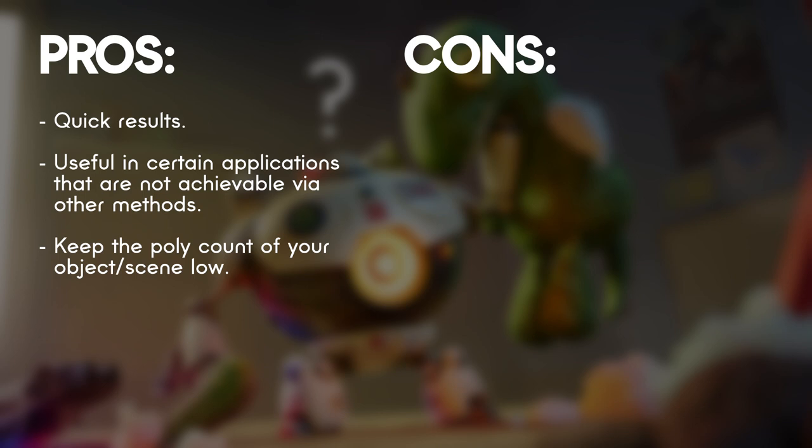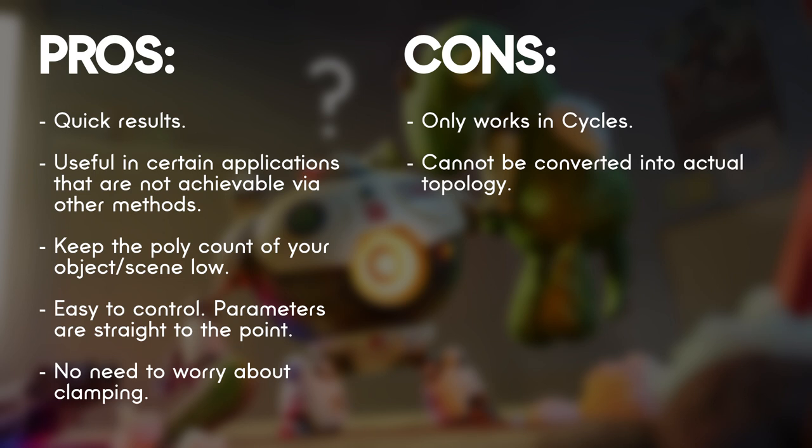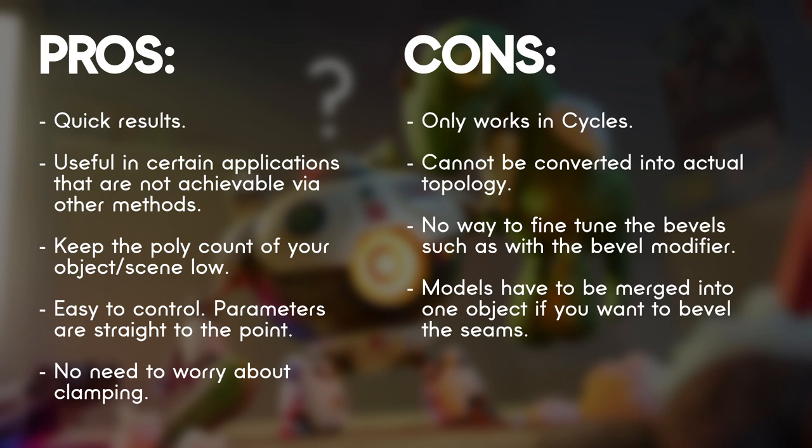It is very easy to control, the parameters are very straight to the point, and there's no need to worry about clamping. For the cons, the bevel node only works in Cycles. It cannot be converted into actual topology. There is no way to fine-tune the bevels, such as with the bevel modifier. Models have to be merged into one object if you want to bevel the seams. And it doesn't weld together different materials with bevel nodes.